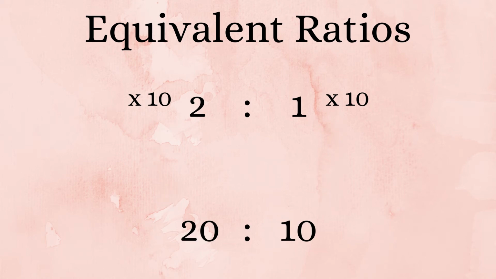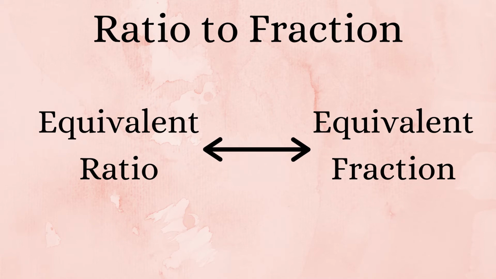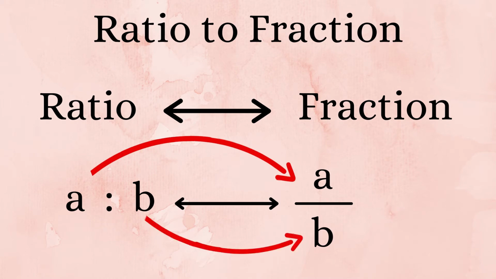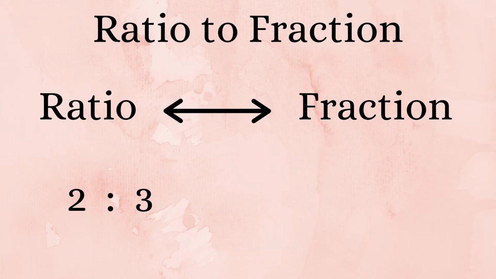Since we just saw that equivalent ratios and equivalent fractions are quite similar, we can express any ratio as a fraction. The first term is the numerator and the second term becomes the denominator. For example, 2:3 can be expressed as 2/3.